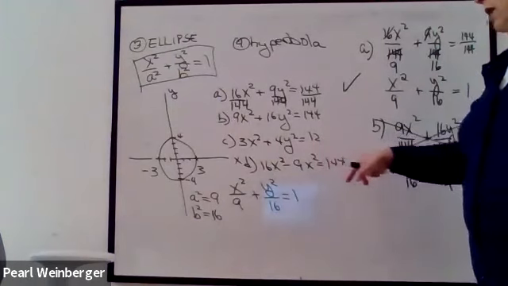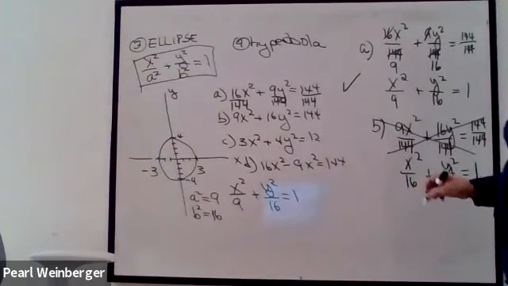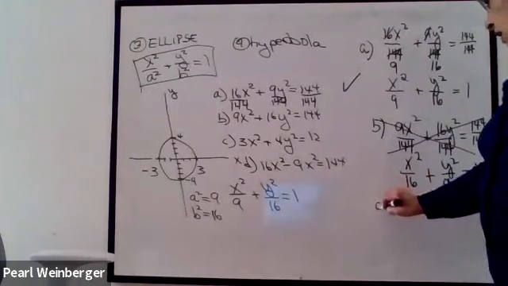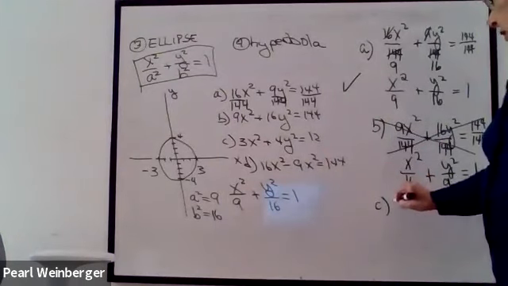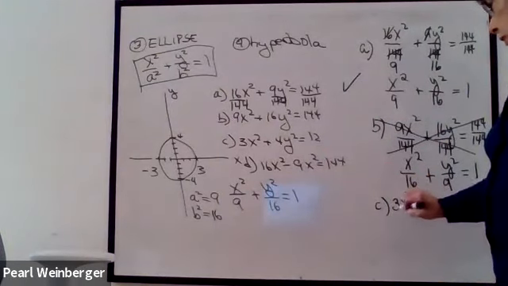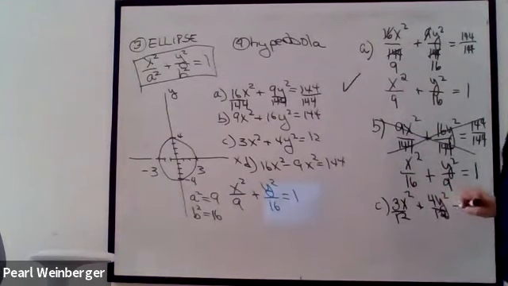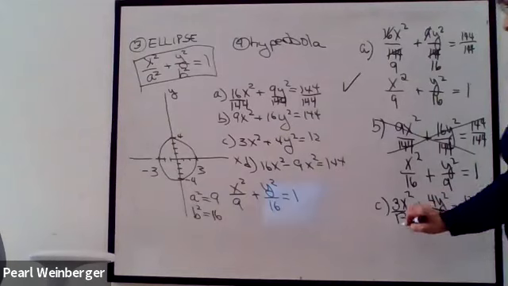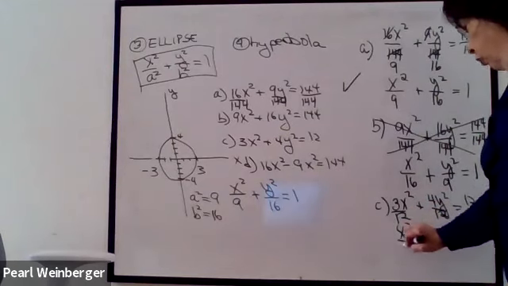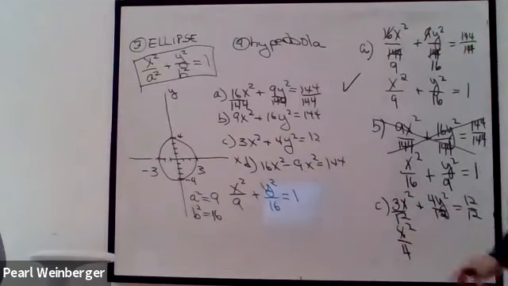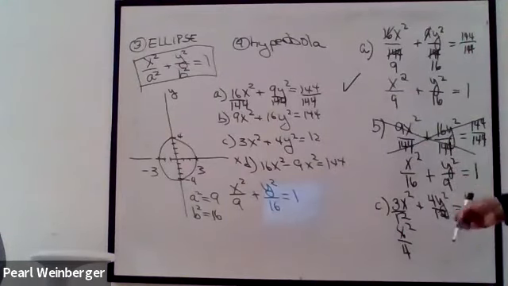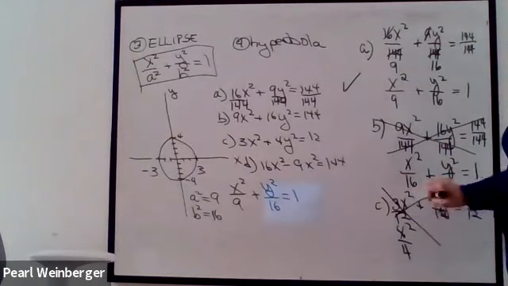C, if you divide everything by 12 to get C into standard form, you get 3x squared over 12 plus 4y squared over 12 equals 12 over 12. And this would have been x squared over 4, which obviously is not that. I don't even have to go any further, and this would have been y squared over 3. So that would be wrong.